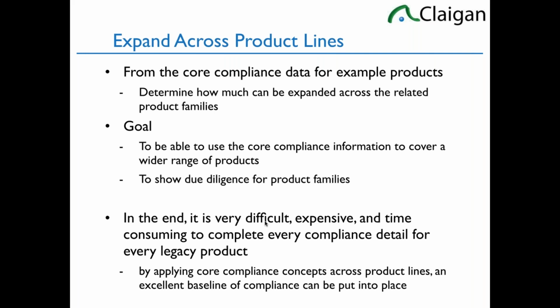So we want to be able to use the core compliance information for a wider range of products, and also to show due diligence on the product. Like, I did something that's not perfect, but we did work here. There's good stuff here. So when a mistake happens, your fallback position is quite strong. In the end, it's very difficult, expensive, and time-consuming to complete every compliance detail for every legacy product, especially as they're in flux. By applying core compliance concepts across product lines, an excellent baseline of compliance can be put in place. It's not perfect. Believe it or not, it's extremely effective.